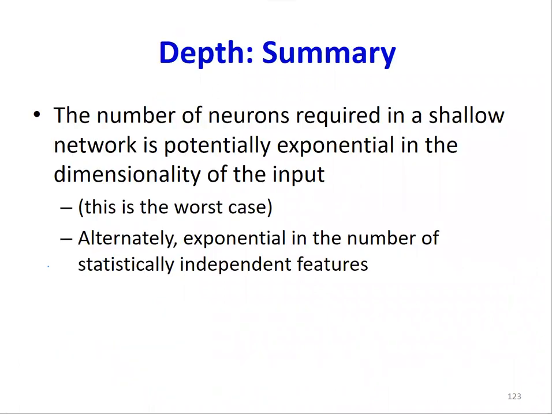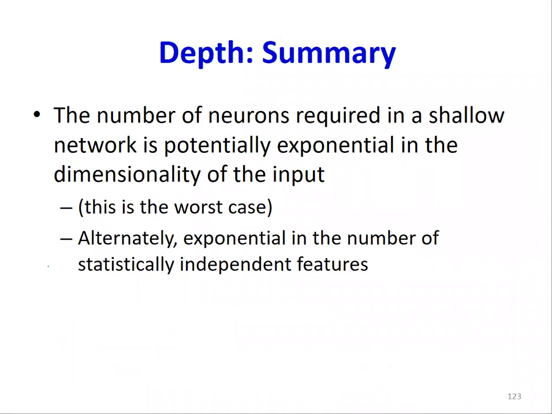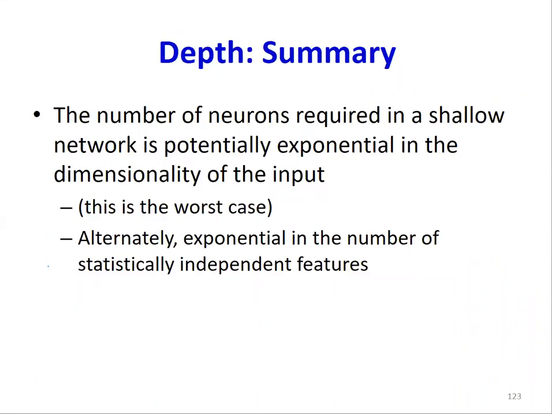So 64-bit XOR requires 63 times 2 neurons. So the number of neurons required in a shallow network is potentially exponential in the dimensionality of the input. Or alternately, I haven't gone into this in great detail, it's exponential in the number of statistically independent features. Parth, did that answer your question? Yeah.